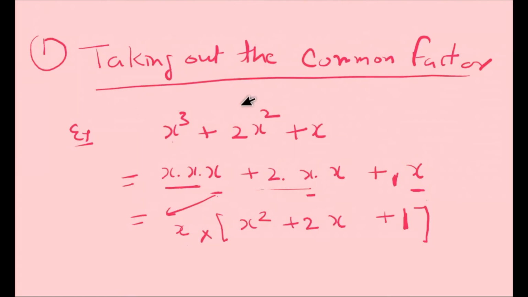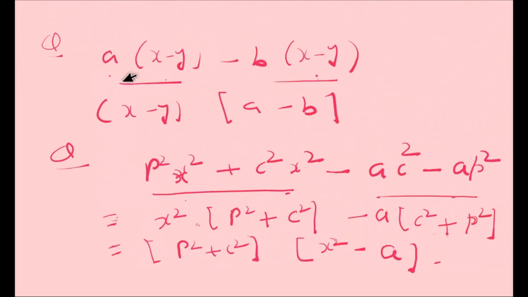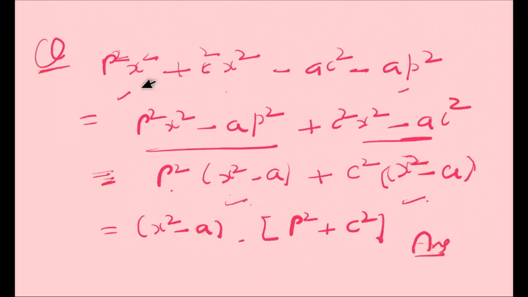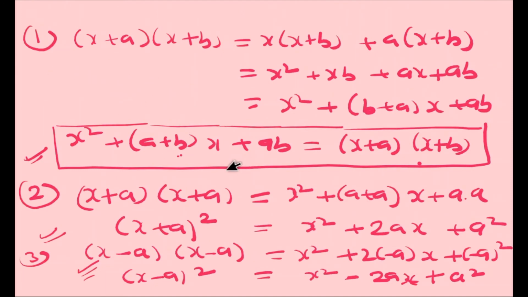Now first method was the common method. Okay, now the second method was the pair method. Okay, next, we have already explained the pair method. Now this is the algebraic formula, means using identities.